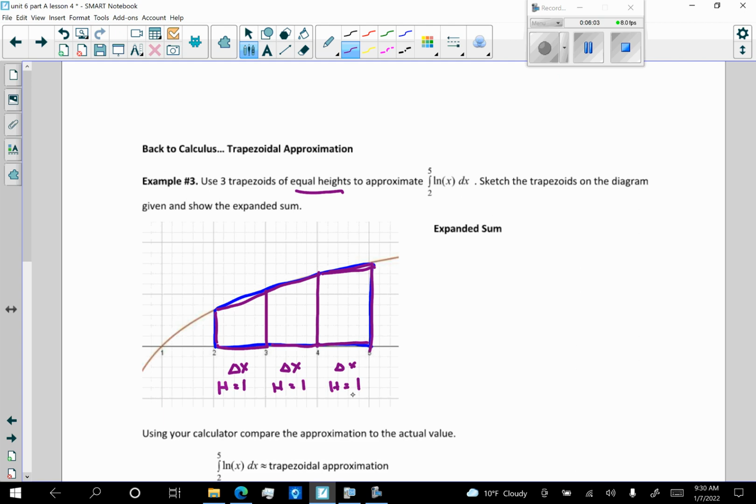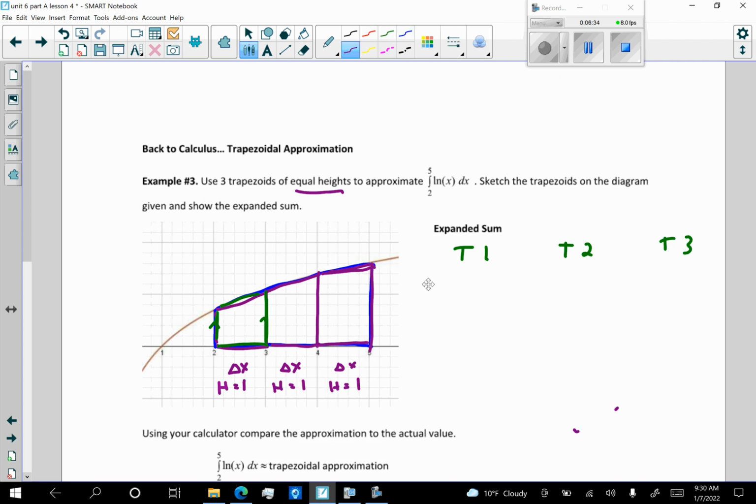And if I look at this, here are the bases of the first one. These are your function values. And these vertical lines are indeed parallel. So this is my first trapezoid. So I have 3 trapezoids. I'm going to label them trapezoid 1, trapezoid 2, and trapezoid 3. And I'm going to find, in expanded form, the area of trapezoid 1.